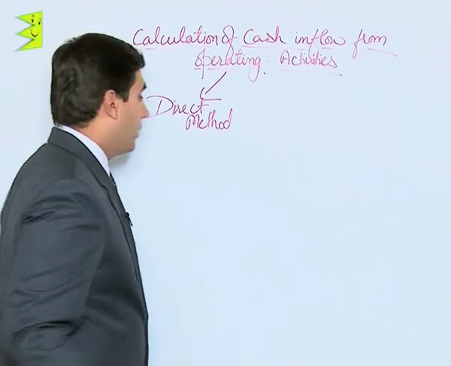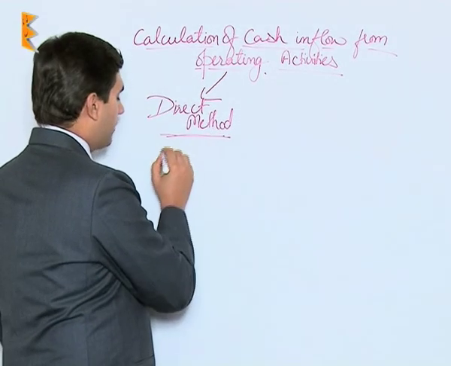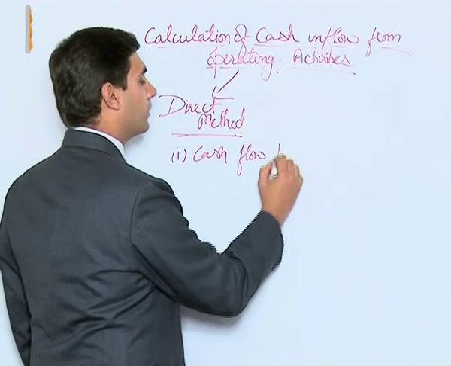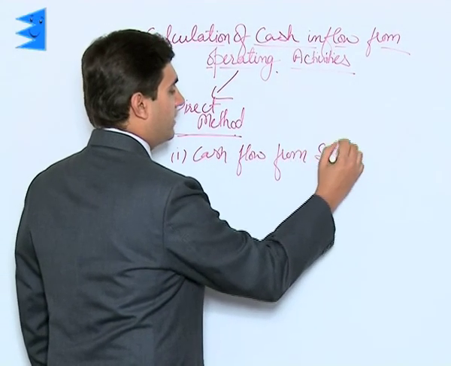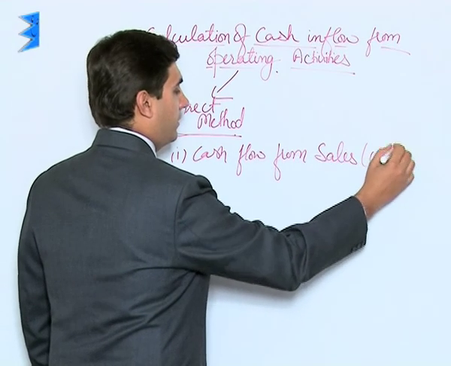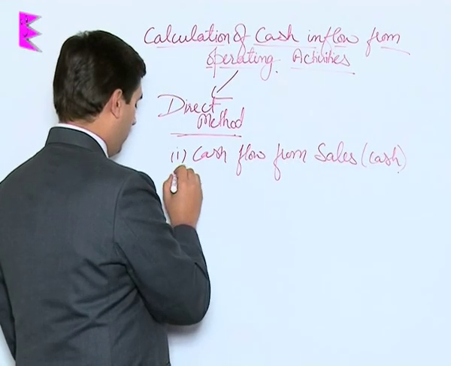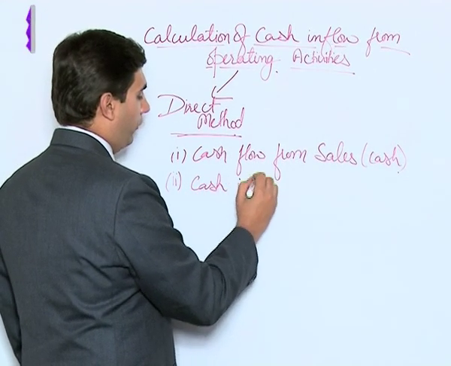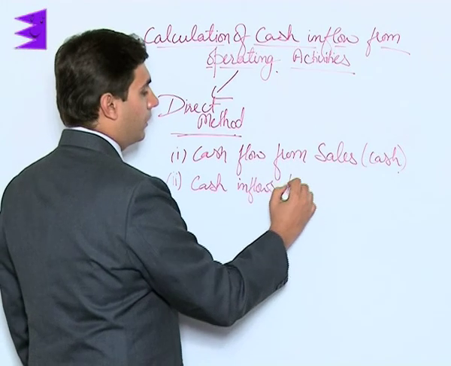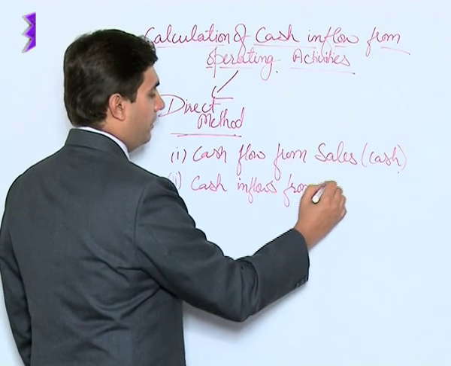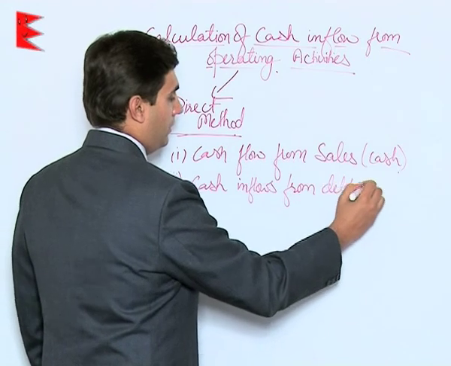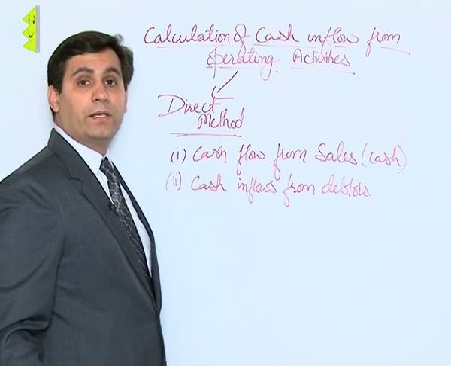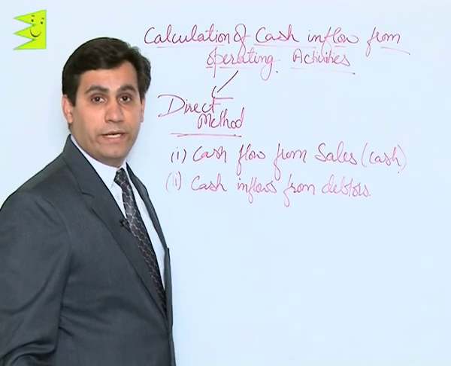In this case, we calculate cash flows from sales, that is cash sales. Then we calculate cash inflows from debtors. And by debtors we mean inflow from debtors or collection from debtors.